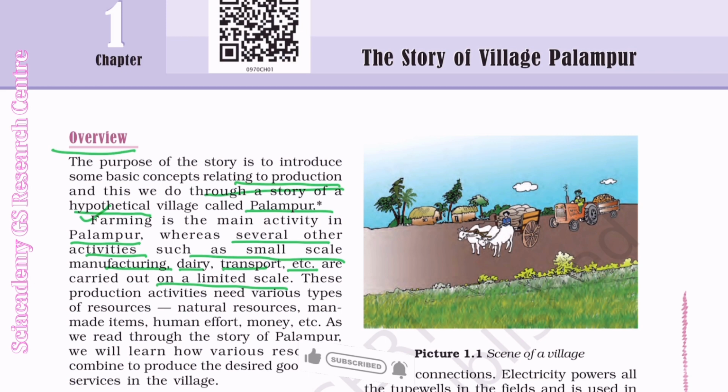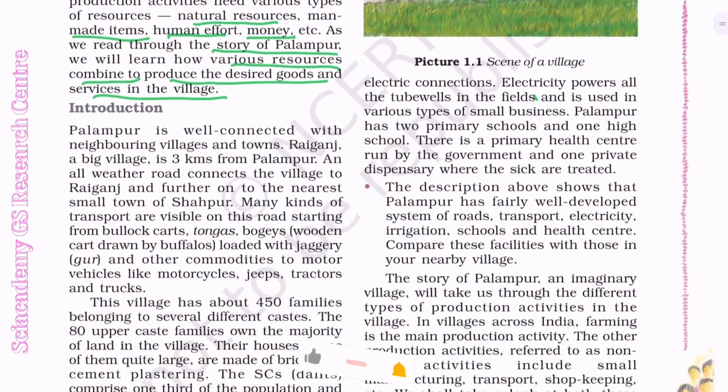These production activities need various types of resources such as natural resources, man-made items, human effort, money, etc. As we read through the story of Palampur, we will learn how various resources combine to produce the desired goods and services in the village.